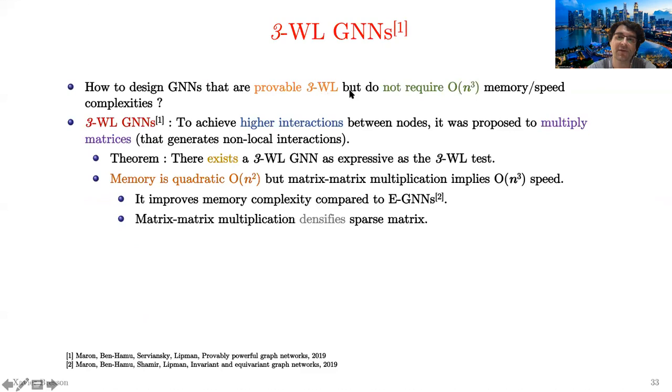So the question now is, can we reduce this complexity such that we can handle big graphs? There was this idea, the 3-WL GNN by Haggai Maron, Yaron Lipman, and their co-authors. What we can do is reduce the memory complexity from cubic to quadratic if we design the interaction between nodes by matrix multiplication. If we do matrix multiplication, then each matrix will basically cost n squared in memory, and then we will be able to get the 3-WL power.